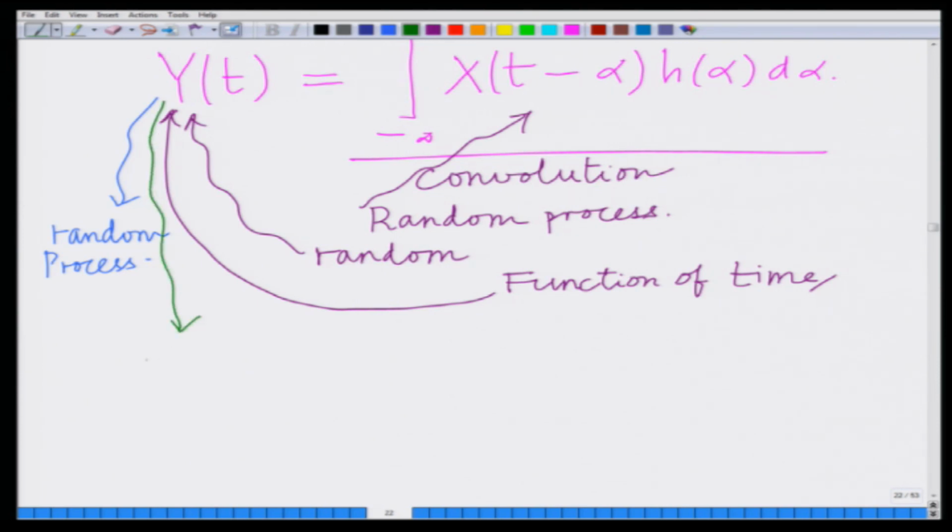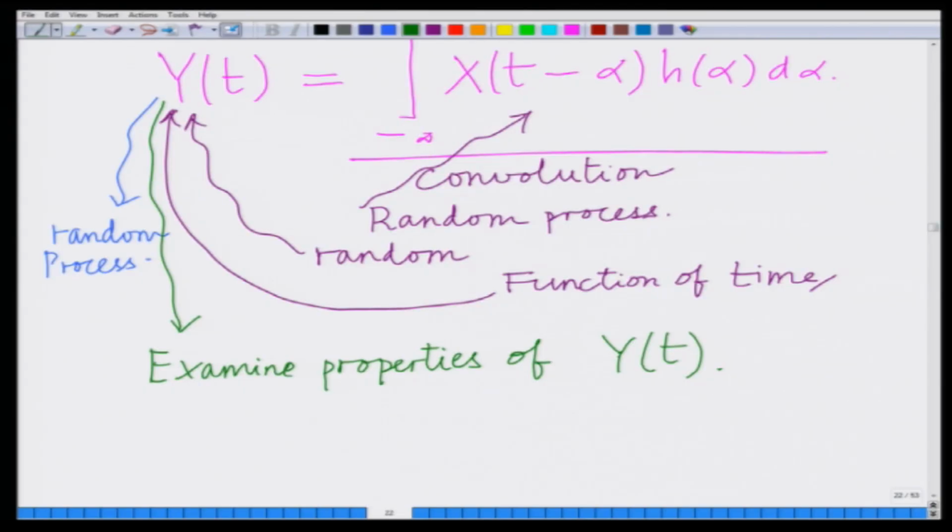Now what we would like to do is examine the properties of this output random process y of t. What are the properties of this output random process y of t?